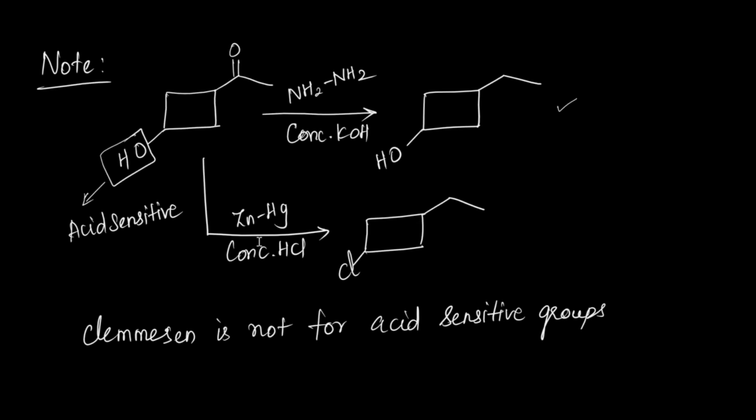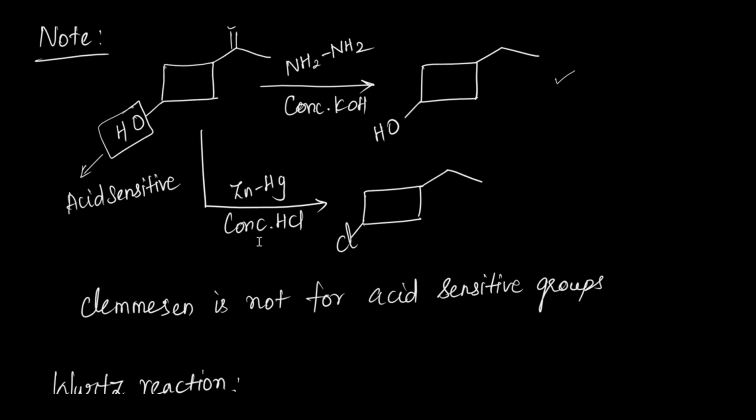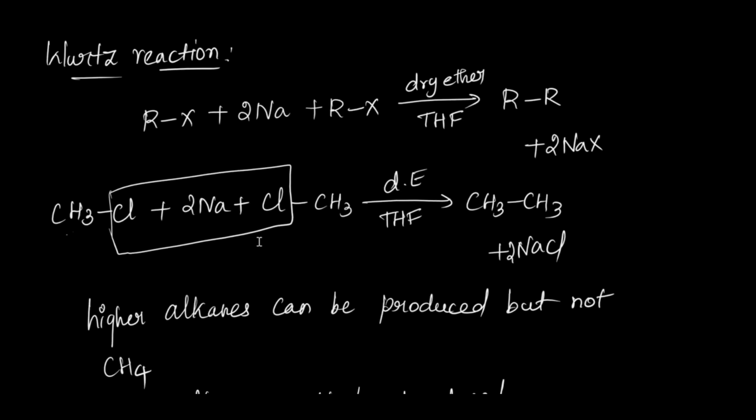This is an example of an acid sensitive group. Depending on the question, you can use it accordingly. Then the next one is Wurtz reaction. Alkyl halide with sodium produces higher alkanes. The problem with Wurtz is you can't prepare CH4 and you can't prepare odd number alkanes. Always it will give you even number alkanes.